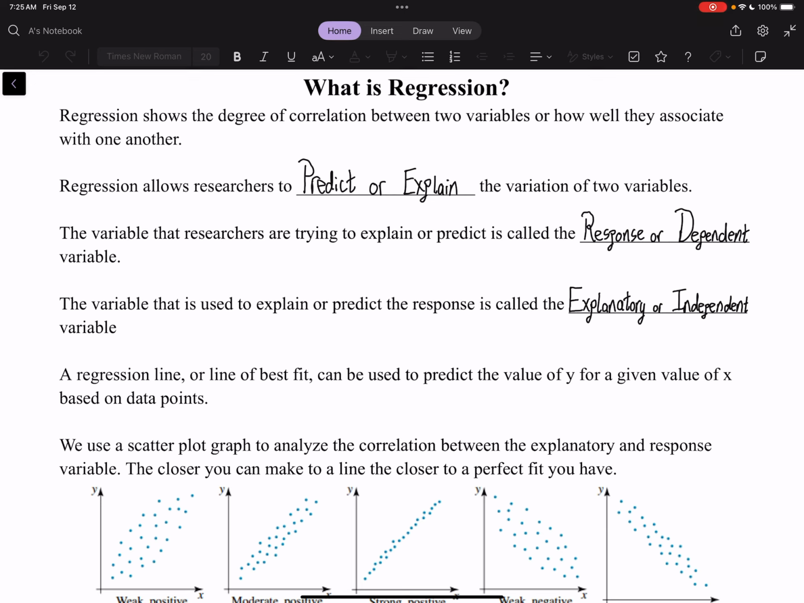What regression does, it allows you to predict or explain the variation between those two variables. You have a variable that is called the response, and that's what you're trying to explain or predict. So in my example, score on a test. The variable that is used to explain or to predict that response is the explanatory independent variable.